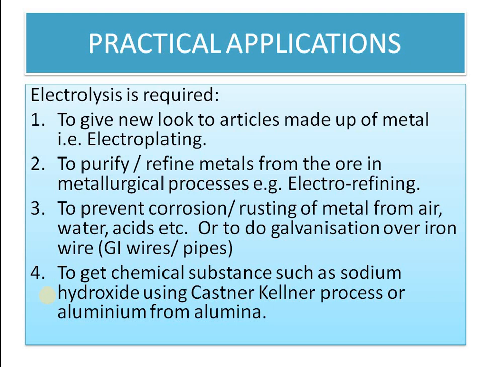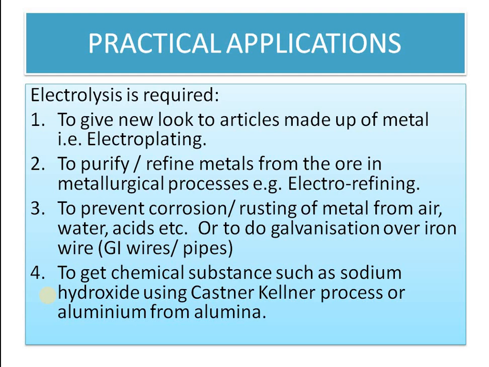The second thing is to refine metal. Like I want to improve the percentage purity of copper from 65 to 99%. We have to use electrorefining. Similarly, if I want to prevent corrosion, like in bridges and iron bridge structures, we are using the electrolysis technique or galvanization, or different techniques to prevent the corrosion.